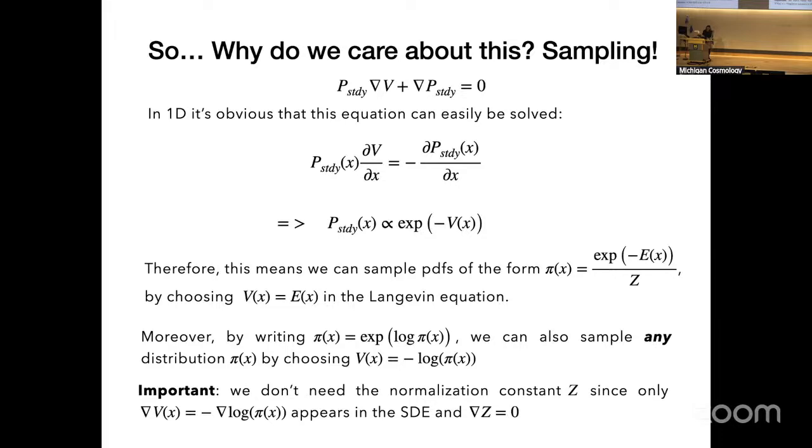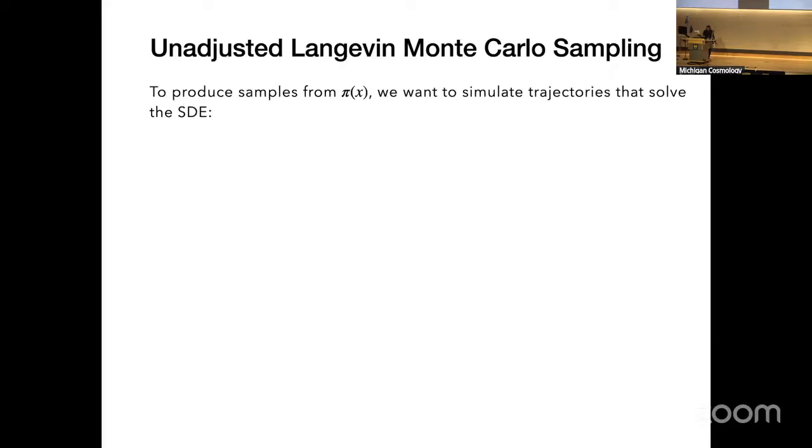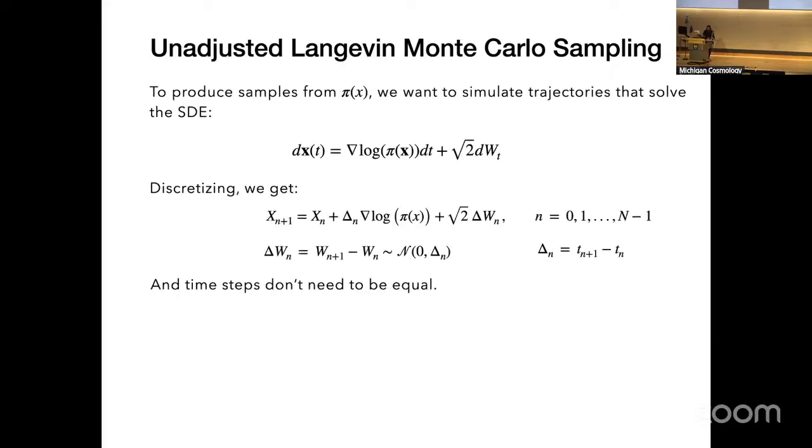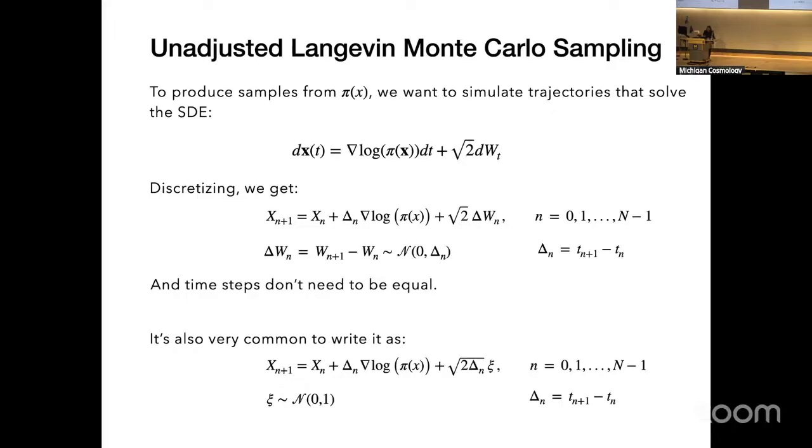Does that make sense? Okay, so there's no machine learning here. This is a legit sampling algorithm. You can just sample with that, okay? In machine learning, this is called the score, hence score-based modeling, okay? So this is a way to sample any distribution that I want.